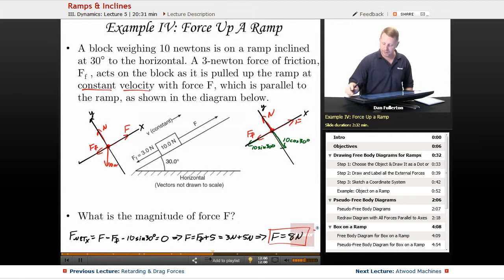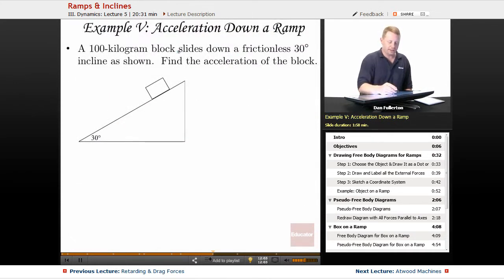All right, let's take a look at some acceleration down a ramp. A 100 kilogram block slides down a frictionless 30-degree incline as shown. Find the acceleration of the block. All right, just like we've been doing, let's draw our axes for a free body diagram. There's our X. There's our Y. There's our box. It's on a frictionless surface, so we have normal force, and we have its weight down. No friction, no applied forces.